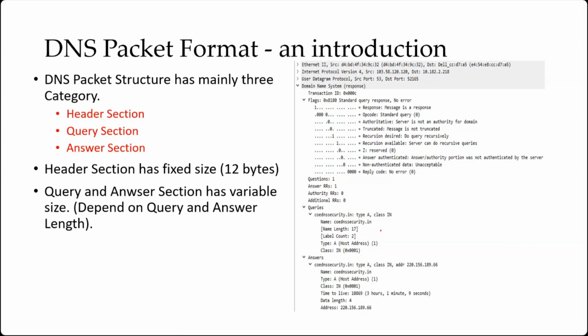Next is the question section. It also takes 2 bytes. It tells about the count of the questions asked by the client, means whether the client is asking a single question or multiple questions, a single record or multiple records. The answer section is the same. The answer, authority, and additional sections have their respective counts and take up 2 bytes each.